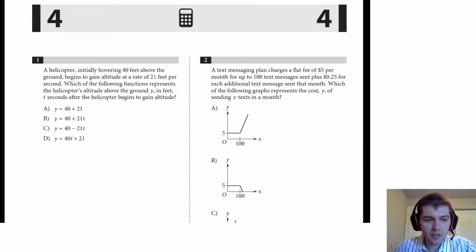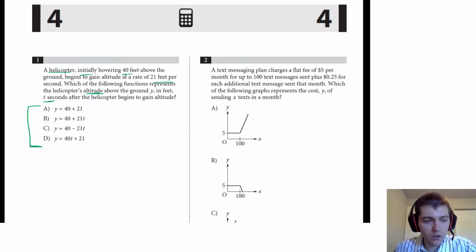Problem 1, they're asking: a helicopter initially hovering 40 feet above the ground begins to gain altitude at a rate of 21 feet per second. Which of the following functions represents the helicopter's altitude above the ground, y in feet, t seconds after beginning to gain altitude? So what they're looking for is a line describing how high the helicopter is.